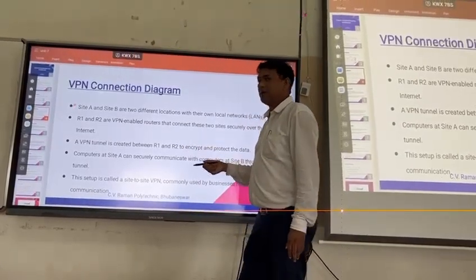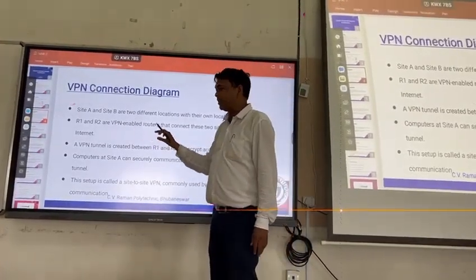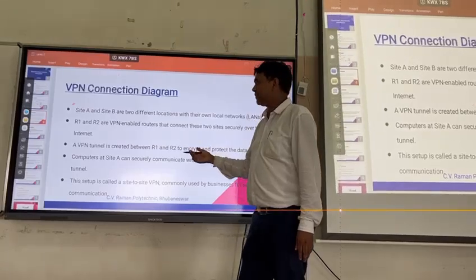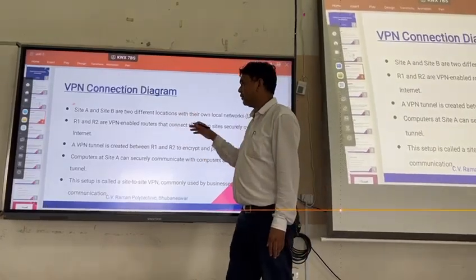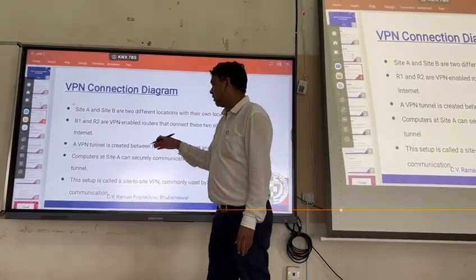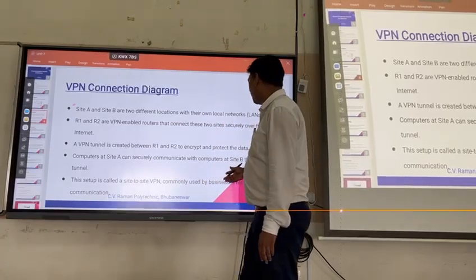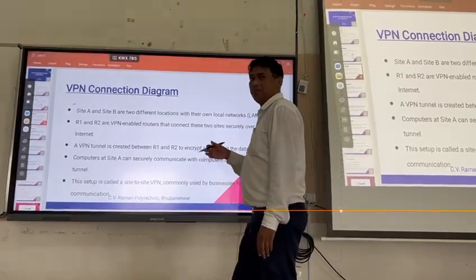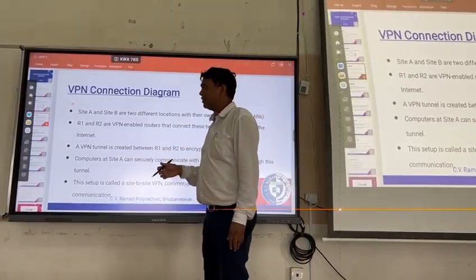Why are we using a tunnel? Because the tunnel is the interconnecting path through which we can directly transmit the data from router 1 to router 2. And this setup is called a site-to-site VPN, commonly used for business purposes. For business communication purposes, we are using this VPN scenario.